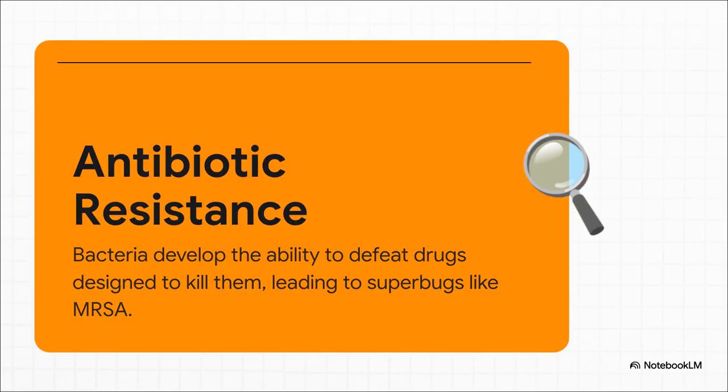Now, this is where S. aureus goes from a common criminal to a modern-day supervillain. A lot of strains have figured out how to defeat our best drugs. This is how we get superbugs like MRSA, that's methicillin-resistant S. aureus, and they are so hard to treat. For these really tough cases, doctors have to bring out the big guns, often a powerful antibiotic called vancomycin.